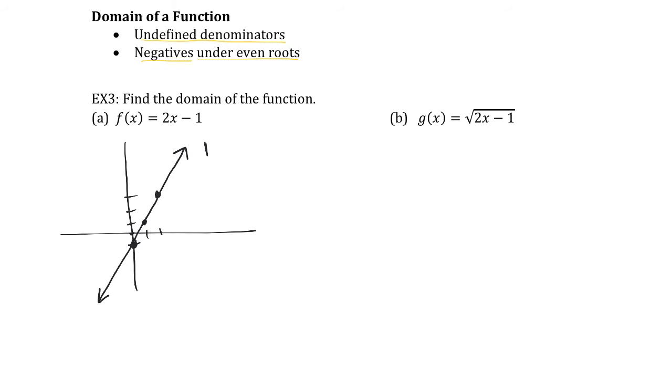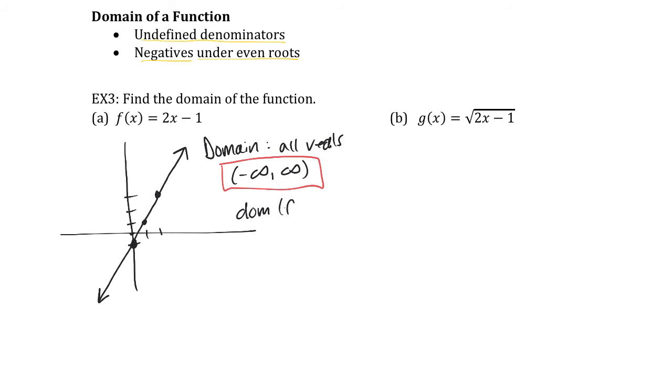So the domain would be all reals, and we can show that as going from -infinity for x to +infinity. Or you could say the domain of f goes from -infinity to infinity, or the domain of f is equal to all real numbers.